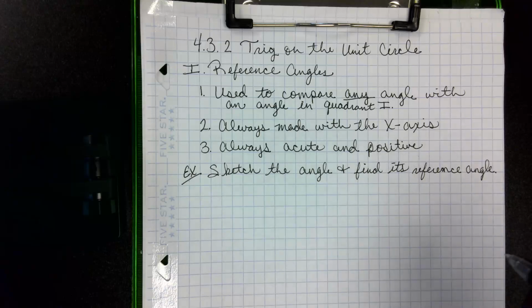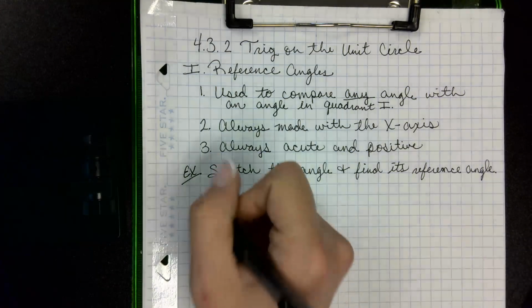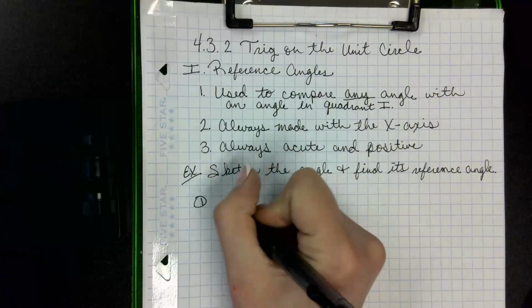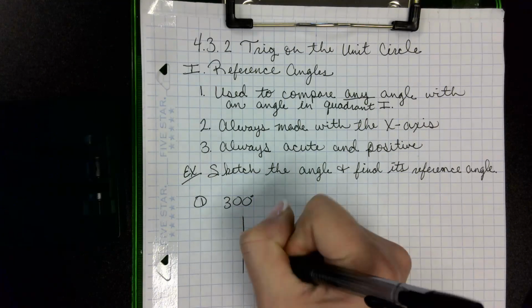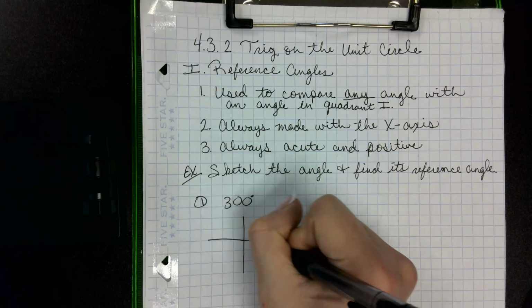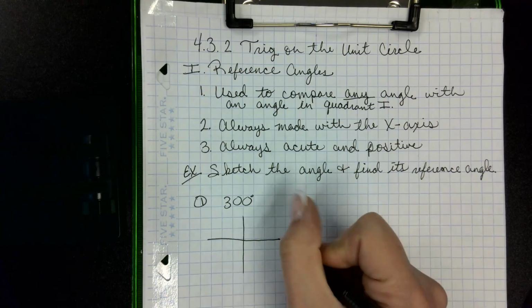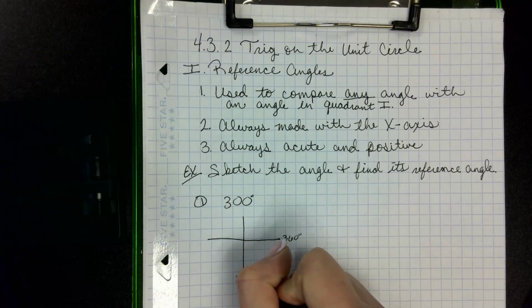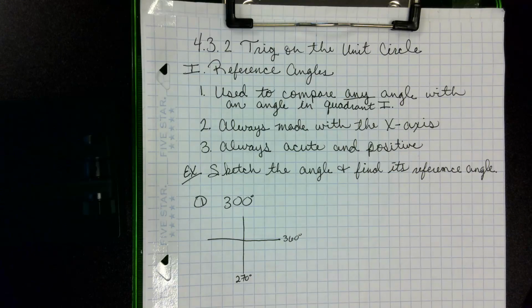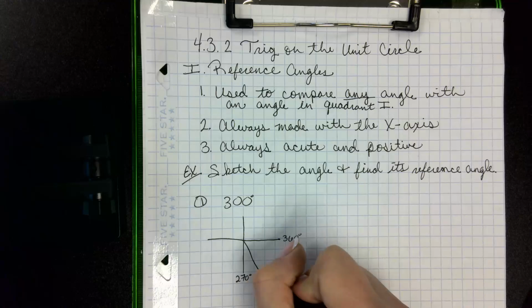So for the first set of homework questions you're going to have, it's going to say sketch an angle and find its reference angle. The first one is to sketch 300 degrees and find its reference angle. So we're just doing a quick, easy sketch. XY axis. I'm going to sketch 300 degrees. I know 360 is right there, I know 270 is down here, so 270 and then 30 more is going to get me to here. And that's my 300 degree angle.